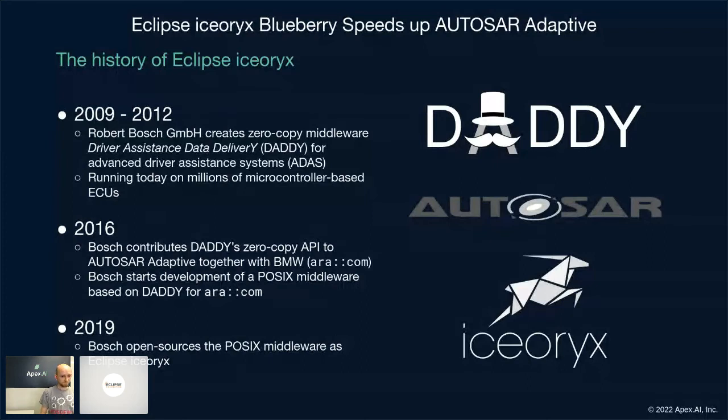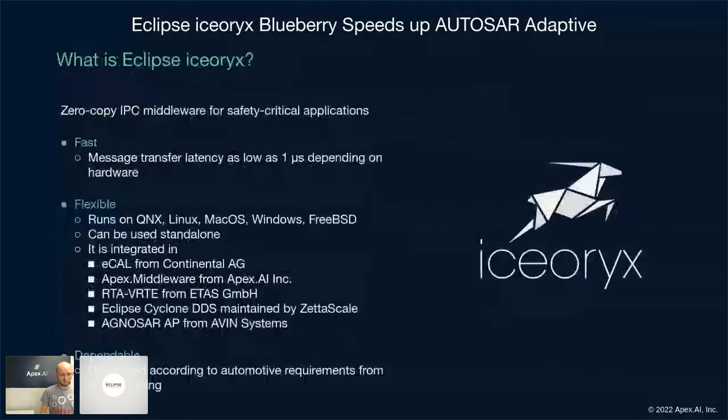All right. So just to get everyone on the same page, some of you might know about iceoryx already, but just a quick summary, what is it exactly? It's a zero copy inter-process communication for safety critical applications. And it's fast, flexible, but also dependable. Fast, as its message transfer latency can be as low as 1 microsecond, depending on the hardware. And flexible because it runs on various operating systems, not only POSIX systems nowadays.